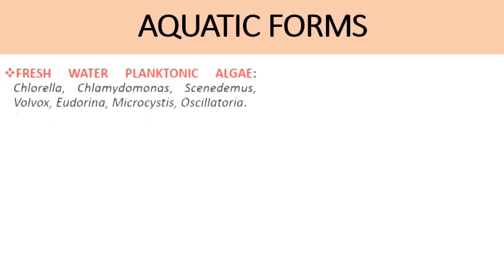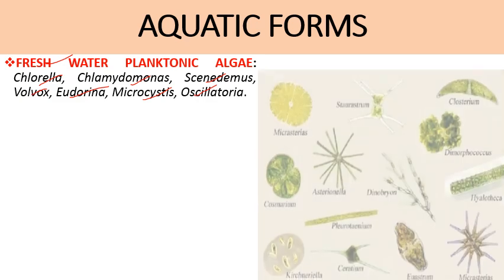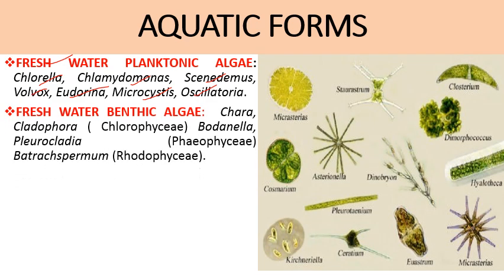Next we have aquatic forms. So firstly, some examples of freshwater planktonic algae that include Chlorella, Chlamydomonas, Sanidesmus, Volvox, Eudorina, Microcystis, and Oscillatoria. The next we have freshwater benthic algae, which is found in the bottom of water bodies. So it includes Chara, Cladophora, then Bodanella, Pleurocladia. These Bodanella and Pleurocladia are the members of brown algae, and with exceptional habitat, they are found in freshwater. ये जो दो brown algae है, ये freshwater में पाई जाती है.